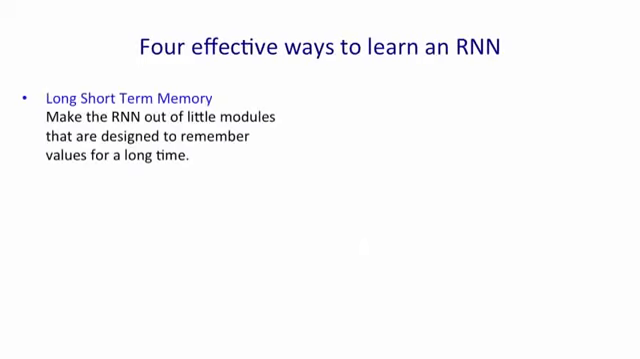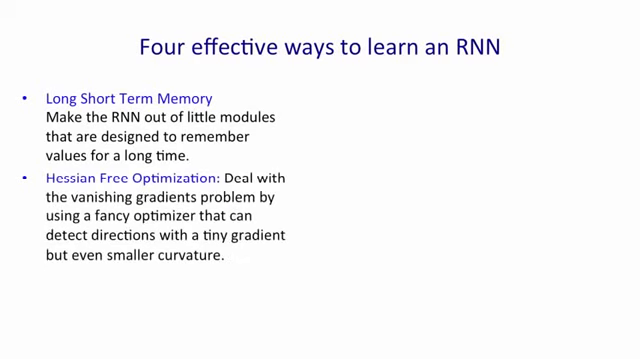It turns out there's at least 4 effective ways to learn a recurrent neural network. The first is a method called long short-term memory, and I'll talk about that more in this lecture. The idea is we actually change the architecture of the neural network to make it good at remembering things. The second method is to use a much better optimizer that can deal with very small gradients. I'll talk about that in the next lecture. The real problem in optimization is to detect small gradients that have an even smaller curvature. Hessian-free optimization tailored to neural nets is good at doing that.